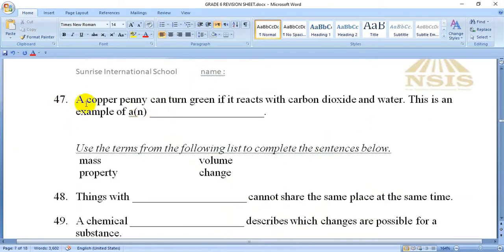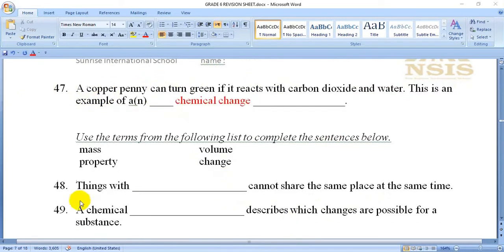Question 47. A copper penny can turn green if it reacts with carbon dioxide and water. This is an example of a copper penny. It has a reddish color. When it reacts with carbon dioxide, it changes to green. Chemical change, yes. Next question is also complete.